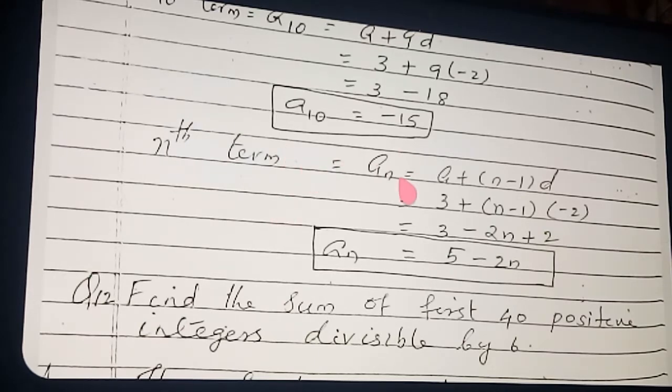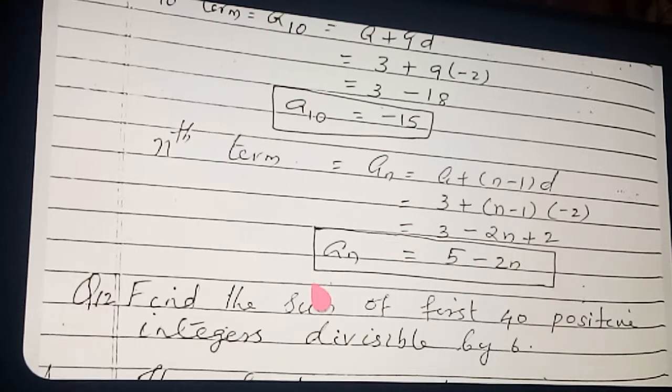Now your question is to find the nth term. What's the nth term? An. The formula is A plus n minus 1 into D. So what is the value of A? 3. n minus 1 into the value of D, which is minus 2. Apply here: 3 minus 2n plus 2. 3 plus 2 how much is coming? 5. 5 minus 2n. So what is the value of an? 5 minus 2n. Clear? This will be comfortable. So you found the third term, the 10th term, and the nth term also. Okay. Clear?